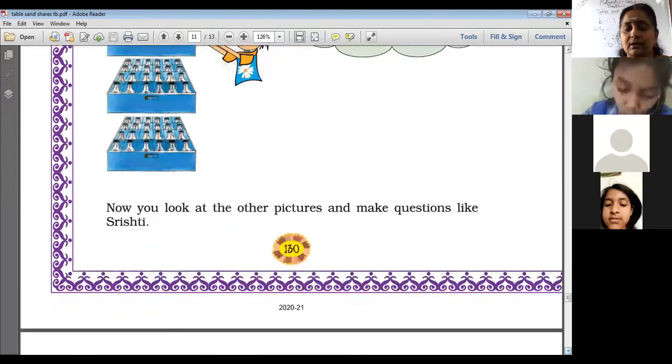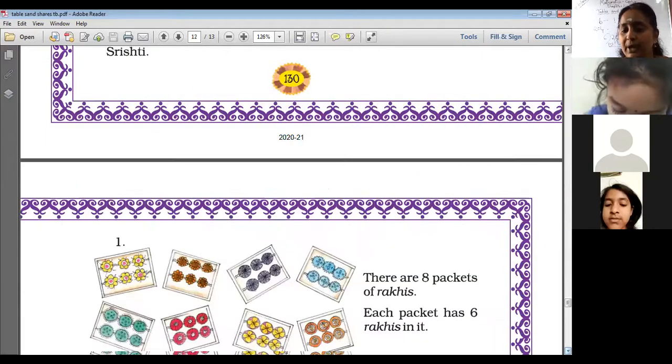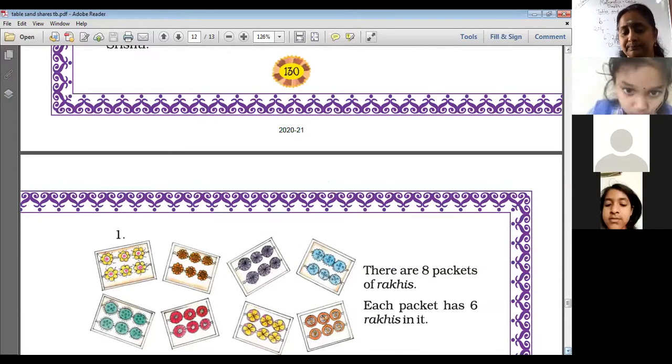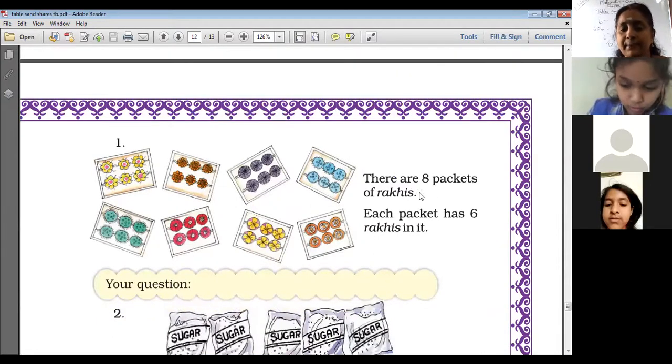Now here, some pictures are given for you. You also have to make a question and find the answer. So here, there are 8 packets of Rakhis. Each packet has 6 Rakhis in it. Now make a question here.